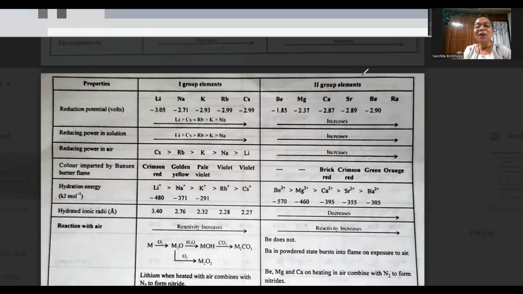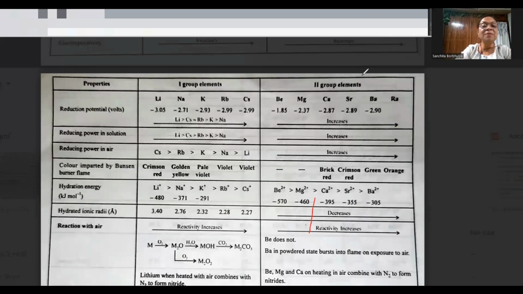Now going on to the group 2 reduction potential values, it increases. So you need not worry at all. It increases from beryllium to barium. That means barium has the capacity to reduce something and itself get oxidized. They are metals, they have a tendency to get oxidized. So barium has the maximum tendency among the group 2 elements to reduce something and get oxidized.